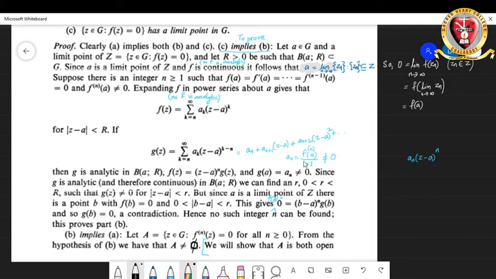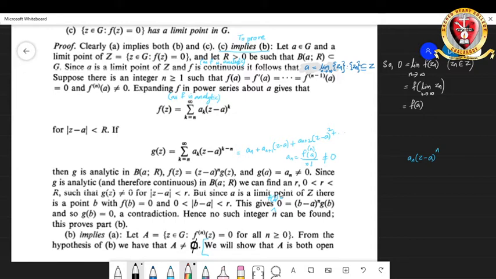So by the earlier theorems which we did on power series, we know a_n is equal to the nth derivative of f at a divided by n factorial. And also we have assumed that this nth derivative of f at a is not equal to 0. So we can say that this a_n is not equal to 0. Now since g is analytic, obviously it is continuous in B(a, R).